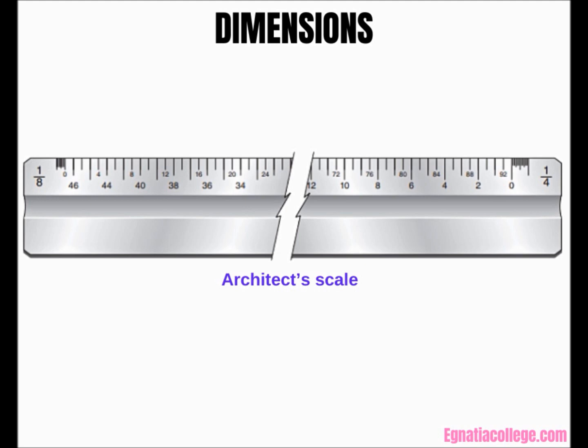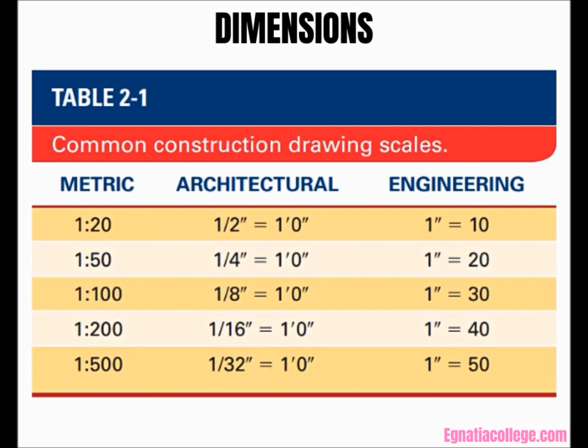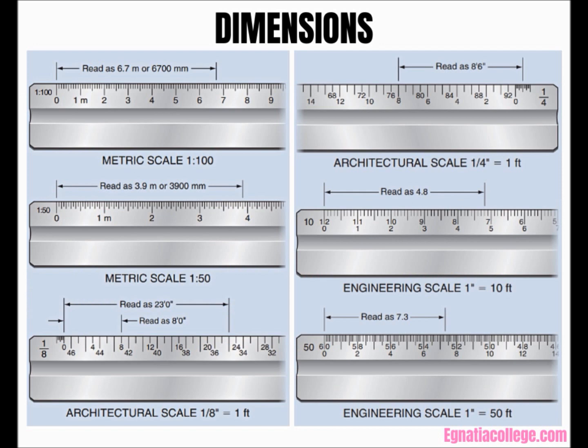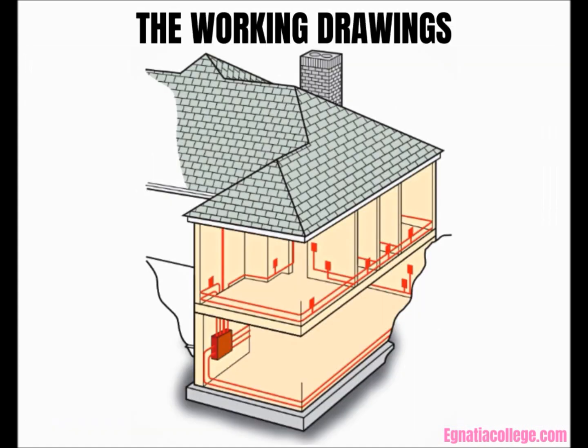Types of scales. Measuring instruments. Three types of scales are commonly used on construction drawings. When the drawing is in feet and inches, an architectural scale is used. For metric drawings, a metric scale is used. For working with civil drawings, for example roads, dams, and bridges, an engineering scale is used. This table lists common construction drawing scales. This figure gives examples of reading scales, like metric scale 1 to 100, or metric scale 1 to 50, and so on.